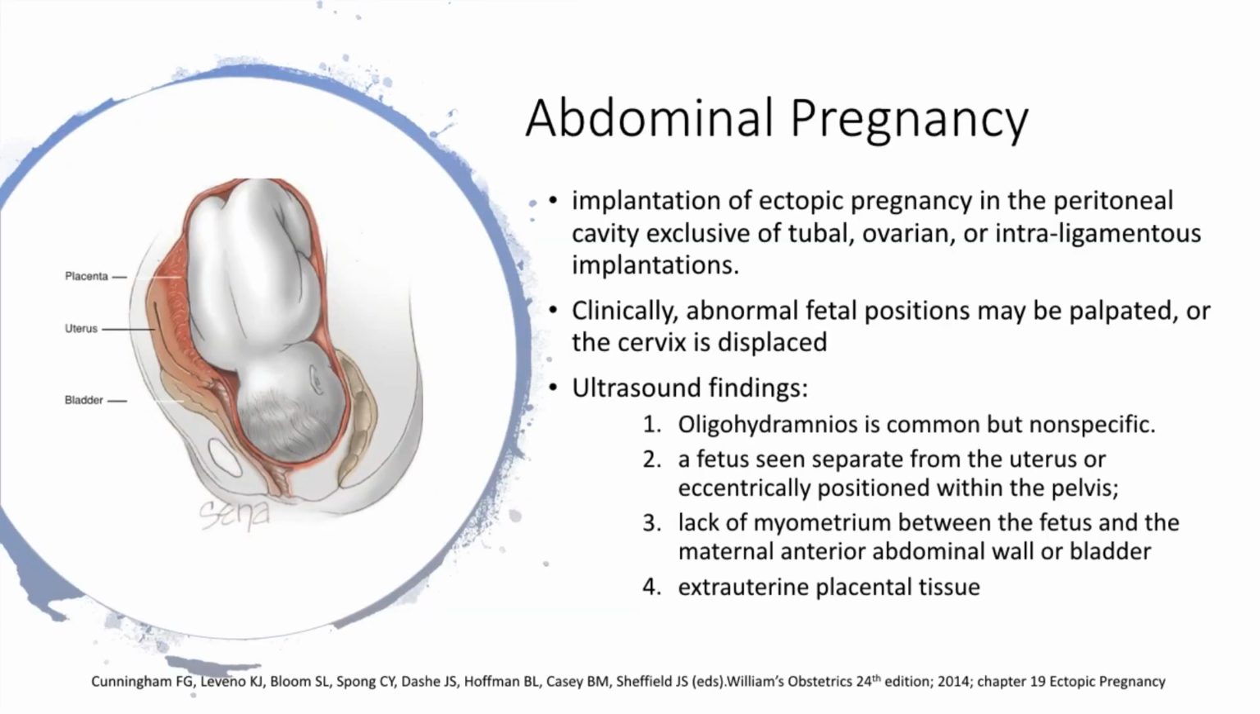Next is an abdominal pregnancy, and this is implantation of the ectopic pregnancy in the peritoneal cavity, exclusive of tubal, ovarian, or intraligamentous implantations. Clinically, abnormal fetal positions may be palpated or the cervix is displaced. And the uterine findings for this include oligohydramnios, a fetus is seen separate from the uterus or eccentrically positioned within the pelvis, lack of myometrium between the fetus and the maternal anterior abdominal wall or bladder, and extrauterine placental tissue.